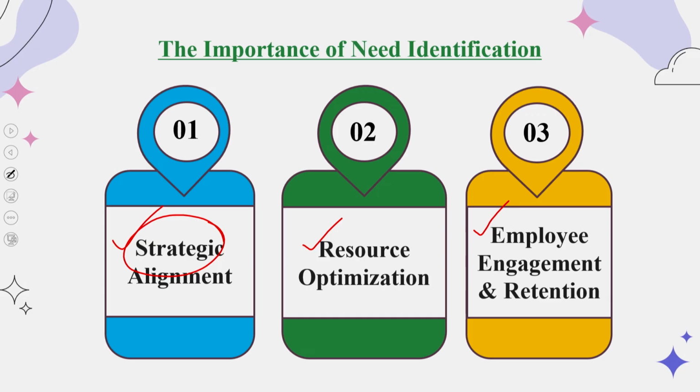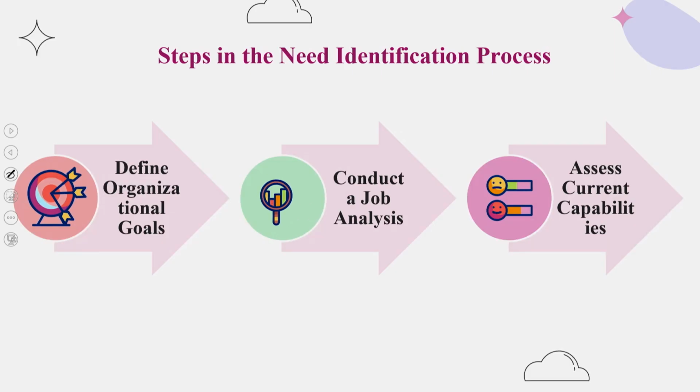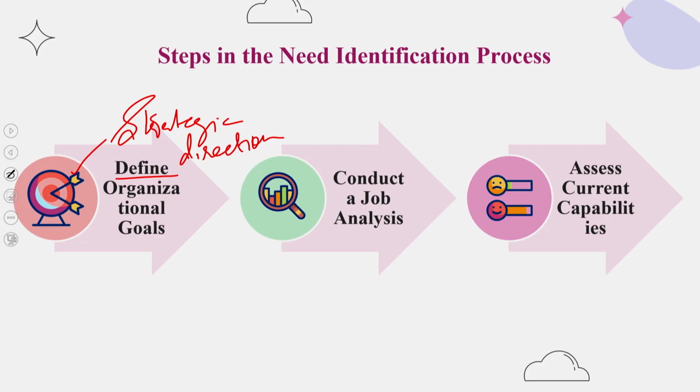When you are looking into the steps in the need identification process, you have to understand that we start with defining the organizational goals. The process actually begins here. The process begins with a deep understanding of the organization's, I will call it, strategic direction. This is where it all begins. What are the key business challenges or growth opportunities? How can workforce capabilities be developed to support these goals?